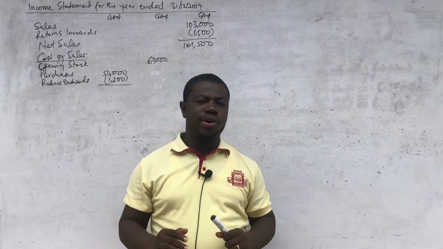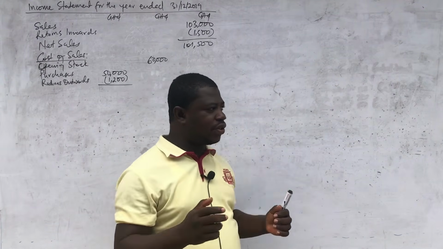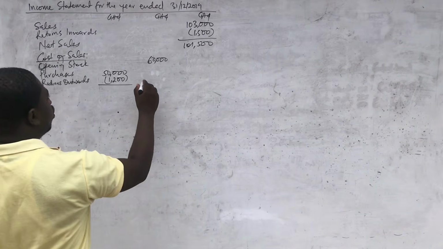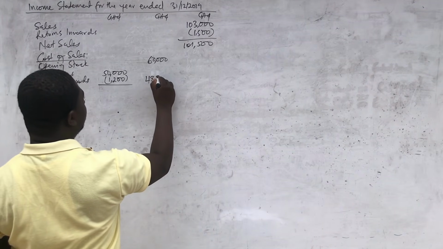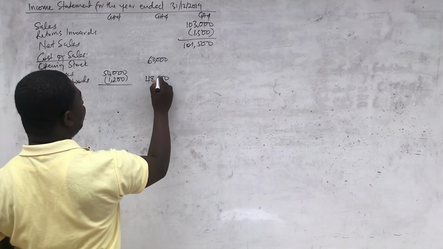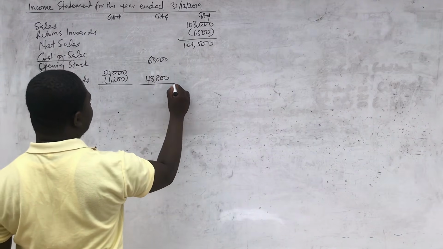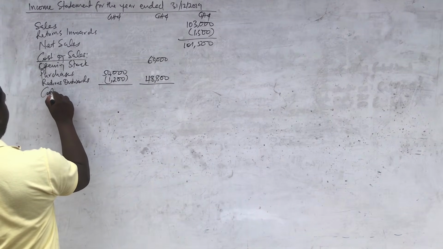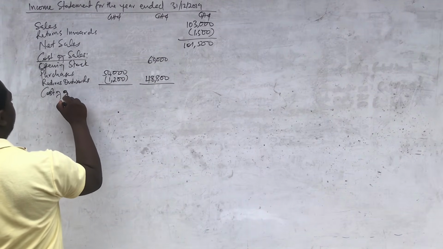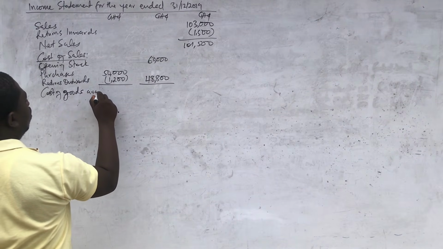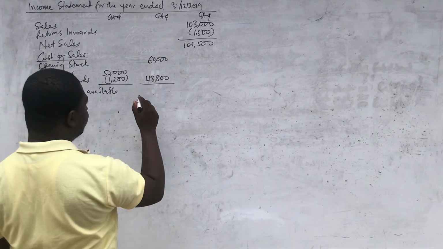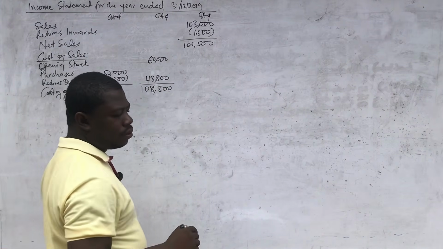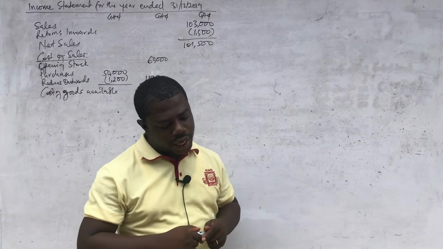That is the only adjustment we have on purchases. There was no carriage inwards, there are no goods drawings and all that, no freight charges. And so the net purchases figure is going to be 48,800. So when we add the opening stock to the net purchases, we are going to have the cost of goods available for sale. The cost of goods available for sale will be 108,800.